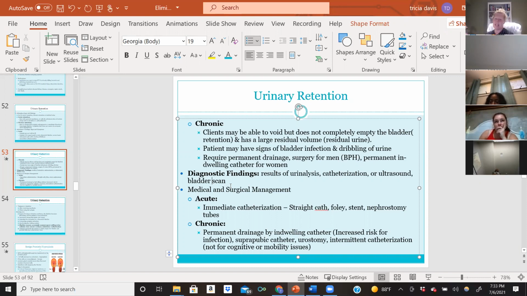And then intermittent catheterization. This is something that a lot of competent people will do on their own at home. But this is not something that would be appropriate for someone who has cognitive disabilities or any kind of mobility issues, like who can't use their hands, who are grossly obese, they can't reach their anatomy, things like that. So it would have to be for the appropriate patient.